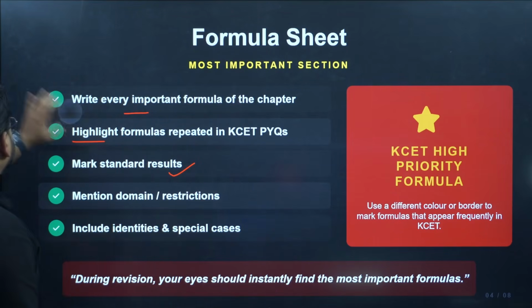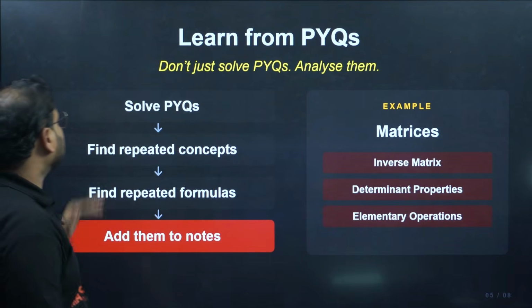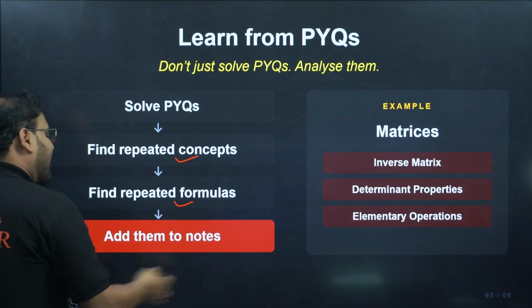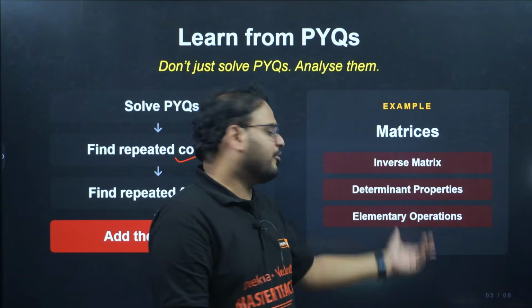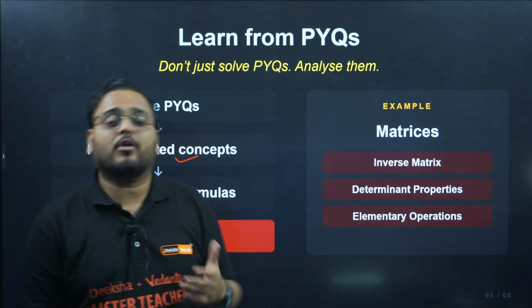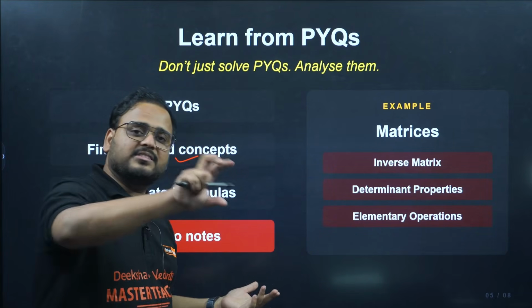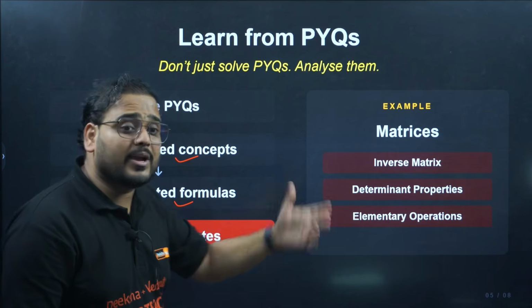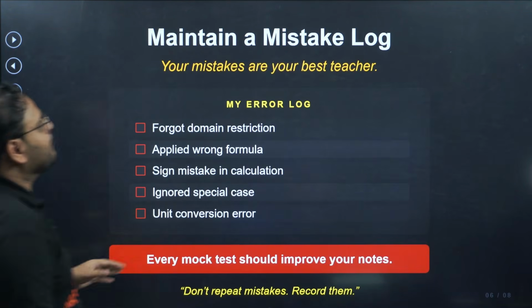Okay, great. Learn from the PYQs. As I mentioned, solve the PYQs, find the repeated concepts and the repeated formulas and add them in the notes. As simple as that. Inverse of matrix, determinant properties, elementary operations are the highlights of these two chapters. So we'll write that in the PYQ pattern. And if possible, write one example for each category just to revise quickly. So learn from the PYQs, and this is very, very important.